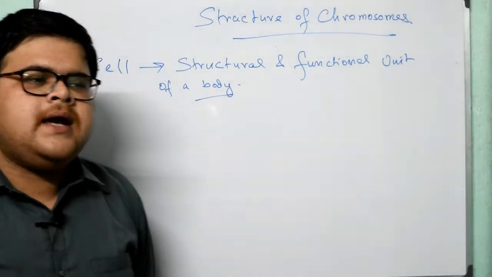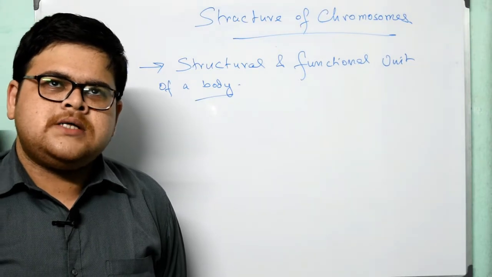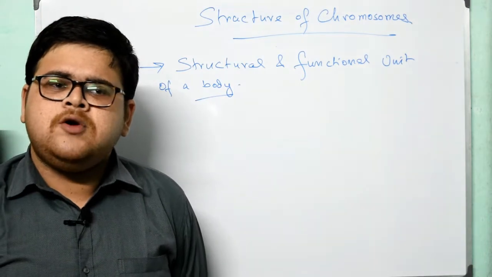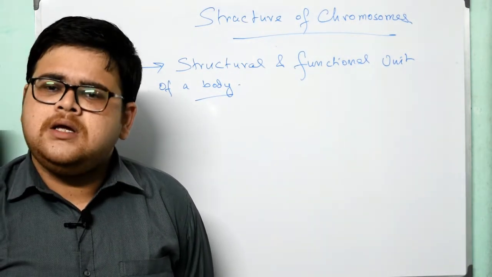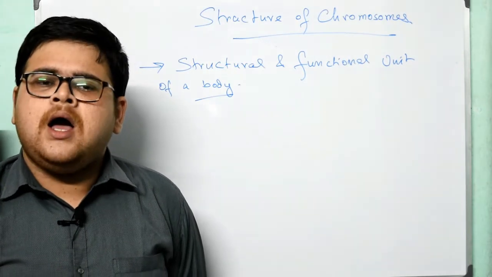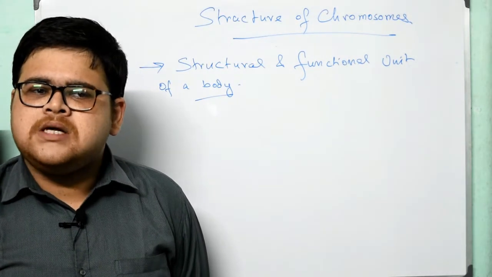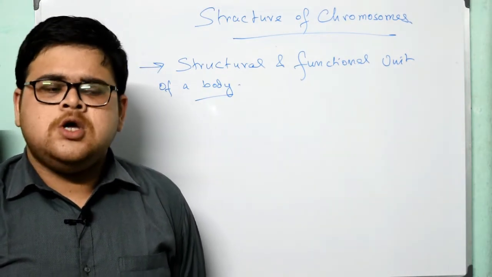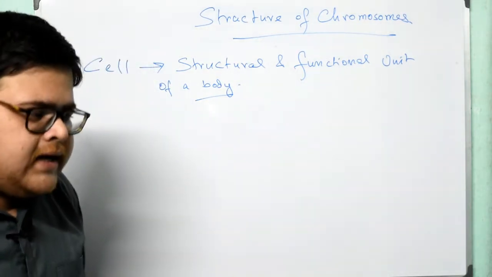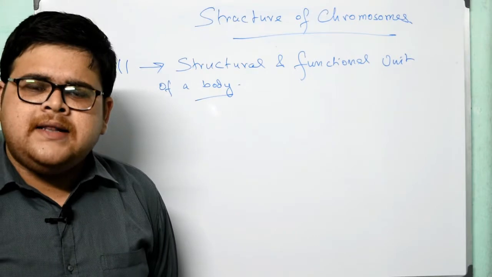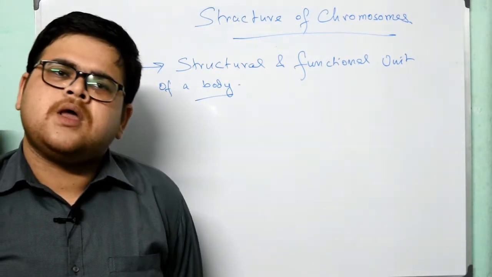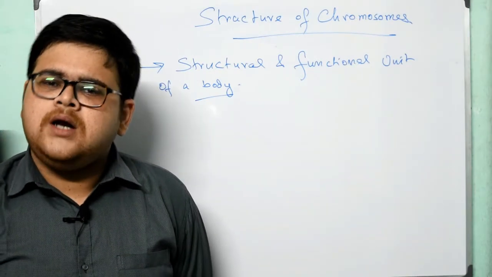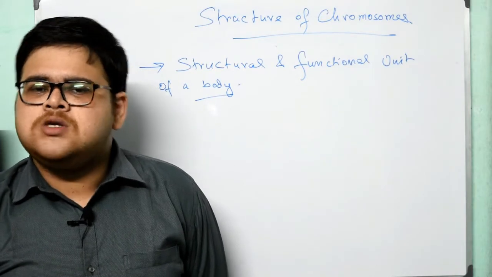Suppose, for example, we are building a house. When building a house, the first thing that comes to our mind is a brick. We can call the brick the structural unit, the smallest unit which builds up the whole house. Putting that exact concept in biology, our whole body, be it human, be it any plant, is made up of cells. This goes for the structural part.